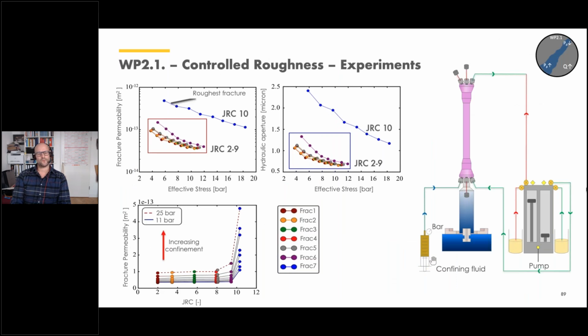So we used printed material with different joint roughness coefficients to see how that is affecting permeability. And as you can see in these outputs, with a joint roughness coefficient somewhere between 2 and 9, the permeability is increasing with roughness, but that is mainly a factor of 2, maybe a factor of 3. But if we are getting to a joint roughness coefficient of 10, so just a bit higher, then we see a change in permeability on the order of magnitude scale. So this is, of course, for the fracture permeability, and then likewise also for the hydraulic aperture. So a very relevant parameter to quantify. Next slide, please.